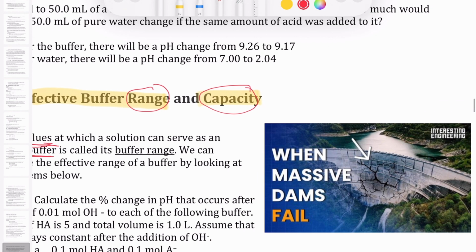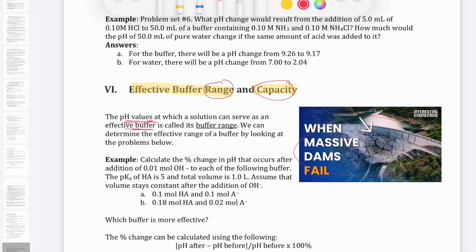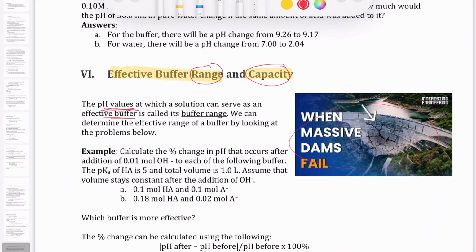So I always think about this like a dam, which is shown right here in this picture. If you add enough water, at some point the walls of the dam won't be able to hold back the water anymore and the dam breaks. So same idea here with a buffer. If you add enough acid or enough base, strong acid or strong base in this case, eventually the buffer won't work anymore. It won't be able to withstand that addition of H plus or OH minus. But we're going to start with discussion about buffer range.